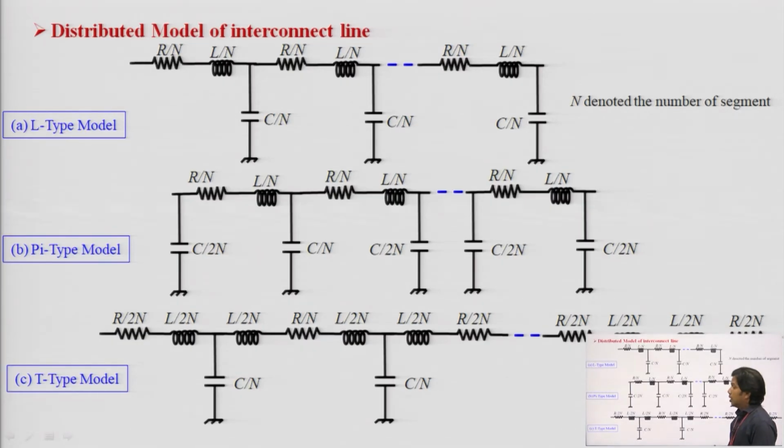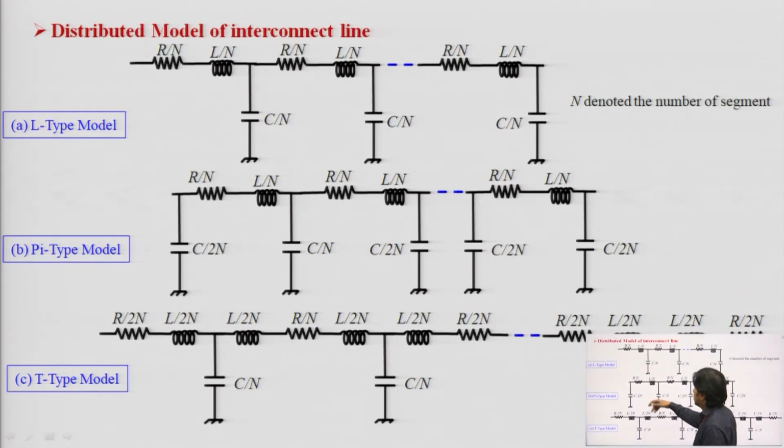Now, we also have a distributed model. So what we are doing, instead of evaluating the whole wire, we are splitting those longer wires into small segments, so that the computation time required to compute the output or the performance is a little bit lower. Clear.